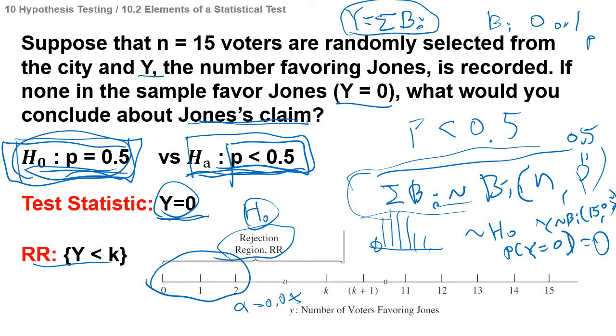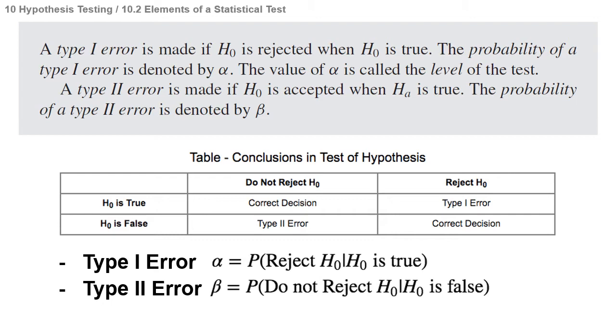And let's move on. There are two types of errors in statistical testing. We call them type 1 error and type 2 error.